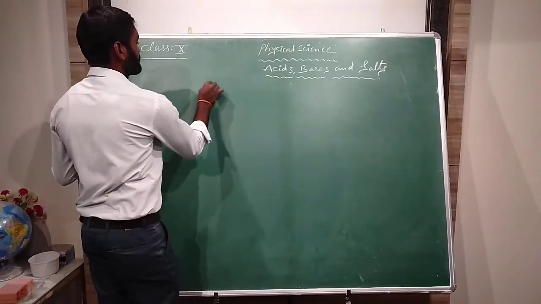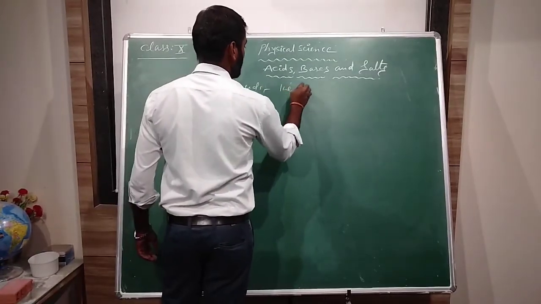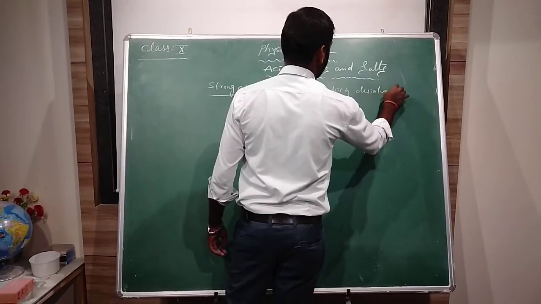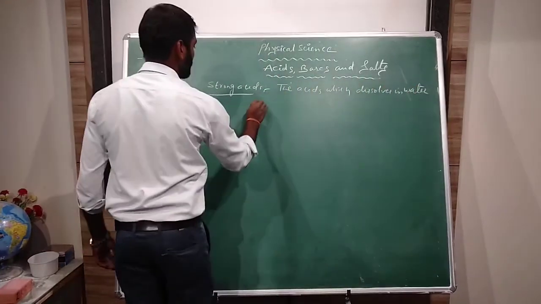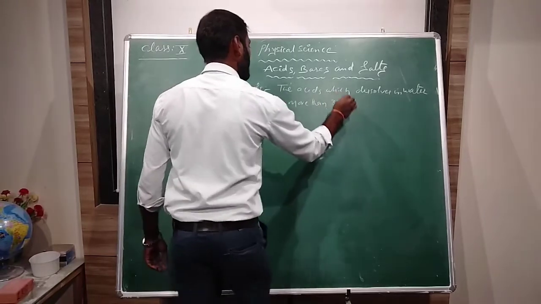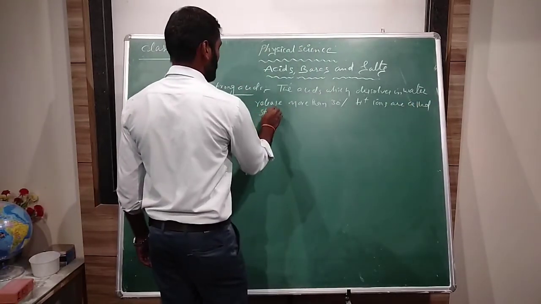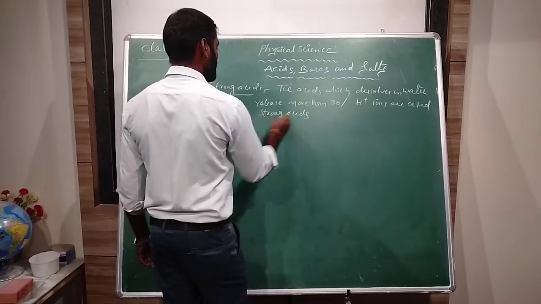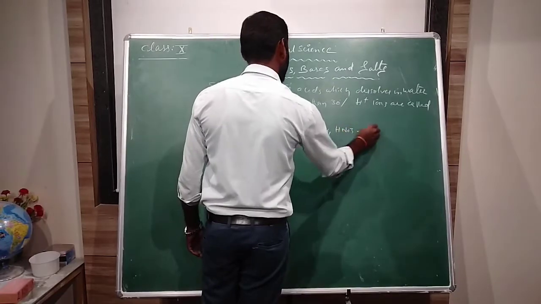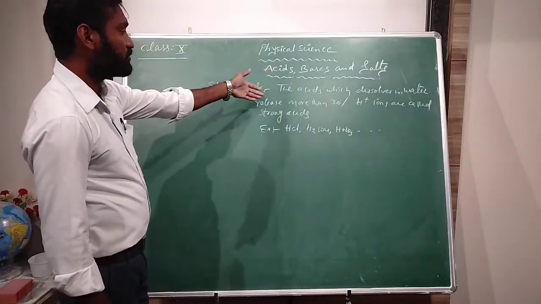Strong acids: the acids which dissolve in water and release more than 30% of H+ ions are called strong acids. The examples for strong acids are hydrochloric acid, sulfuric acid, and nitric acid, HNO3. So strong acids, when dissolved in water, release more than 30% of H+ ions.